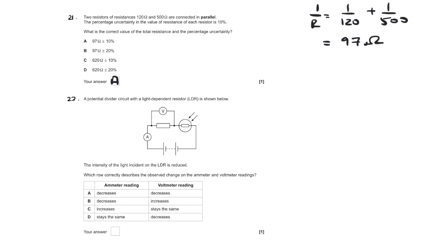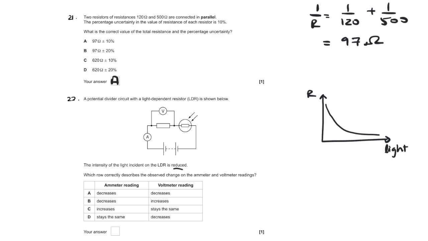For question number 22, we are given a potential divider circuit with a light-dependent resistor. Again, a very similar question to the one for the thermistor. For the graph of an LDR, the resistance decreases with light intensity, so it would look something like this. It's asking which row correctly describes the observed change on the ammeter and the voltmeter readings if the intensity of the light is reduced.